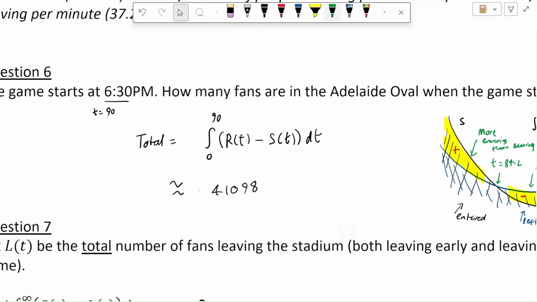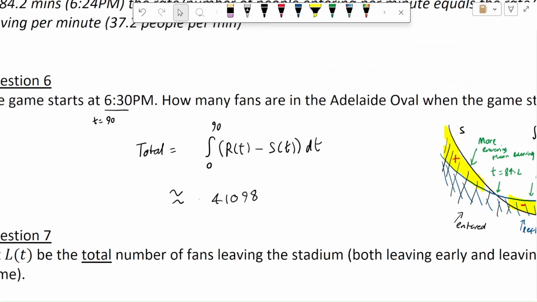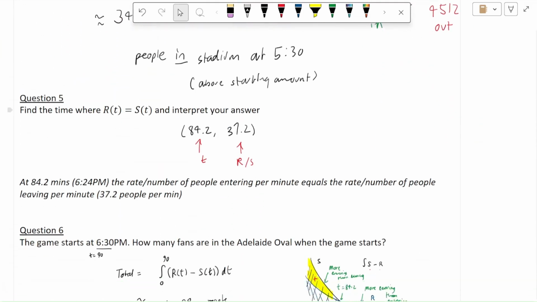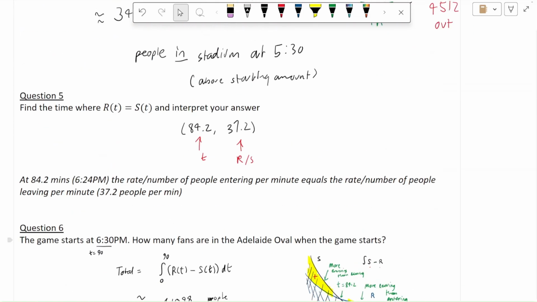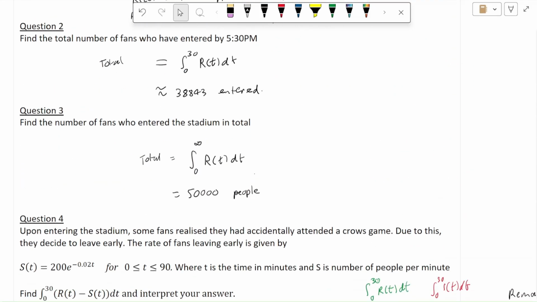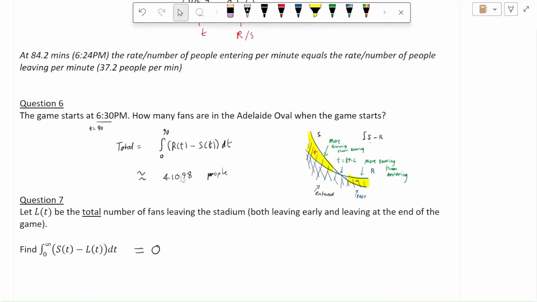So what we do to interpret this is it's 41098 people. That's how many are there when the game starts. And we actually did interpret this before as well. So, well, sort of. 50,000 people entered the stadium, but you don't end up with 50,000 people in the game because there's only like 41 because some left.